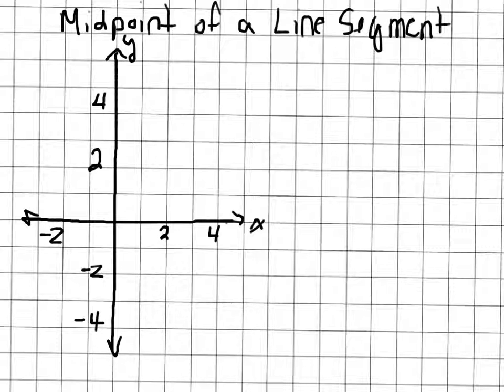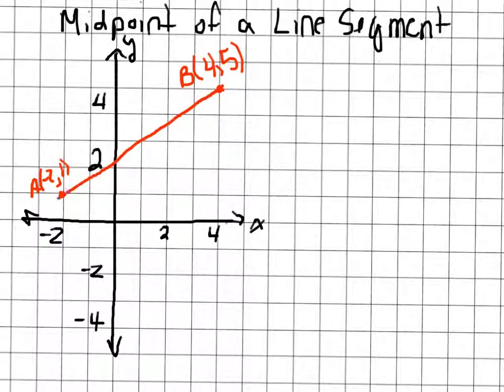So the best thing to do is to start with an example. So I'm just going to switch colors here. All right, so we'll start with the point A is -2, 1. And another point, 4, 5. So that's point B, which is 4, 5. And I will join these 2 points to create a line segment. I'll try to do it as straight as possible. All right, so there's my line segment.